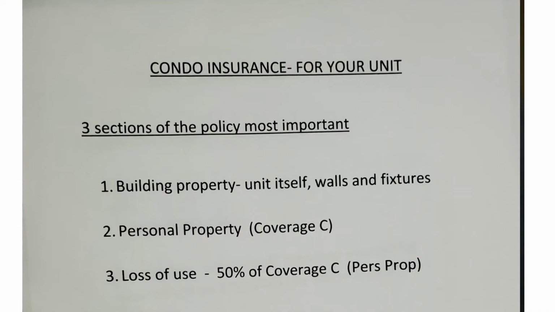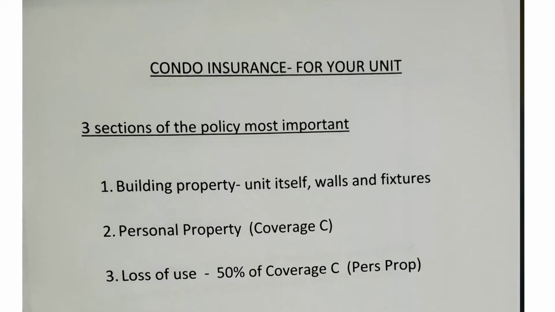Now let's cover your specific condo unit. Let me put that document up here and we'll take a look at it. So for your specific policy, the 3 most important sections are essentially the building property, which should be A, and that covers the unit itself, the walls, the fixtures, probably your floors, other things. The second most important one is your personal property, which we call Coverage C.